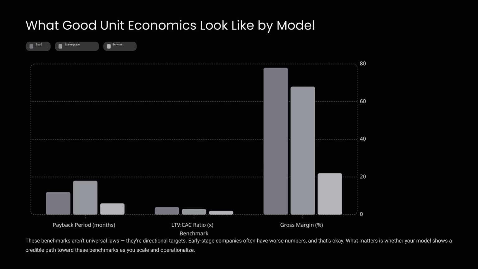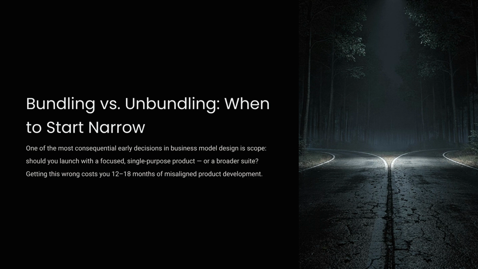Cost to serve, CTS, includes all costs to deliver your product or service to one customer. Time to payback shows how long until you break even on acquiring a customer. This unit economics napkin model provides a simple framework to calculate key metrics, including the LTV/CAC ratio. A ratio of 3:1 or higher is a healthy benchmark for a scalable SaaS business.